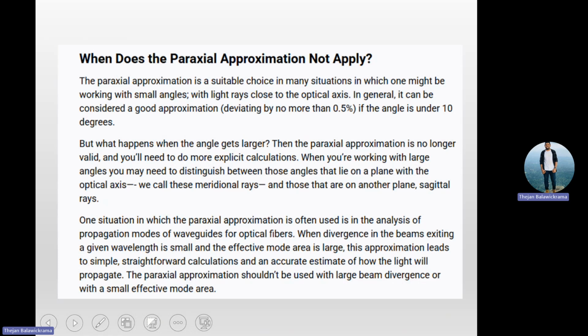When does the paraxial approximation not apply? Normally it's a choice, but you can apply it in different questions. When the angle gets larger, can you apply it? When I told you it is less than 5, and what is the other situation? The paraxial approximation is often used in the analysis of waveguides in optical fibers.